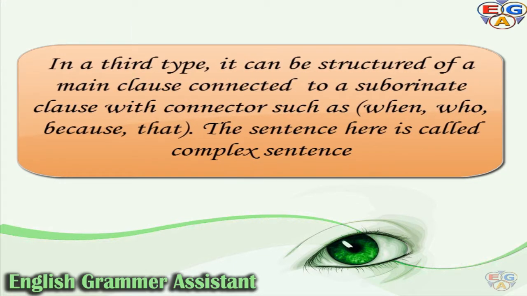In a third type, it can be structured of a main clause connected to a subordinate clause with a connector, such as when, who, because, and that. A sentence of this form is called a complex sentence.